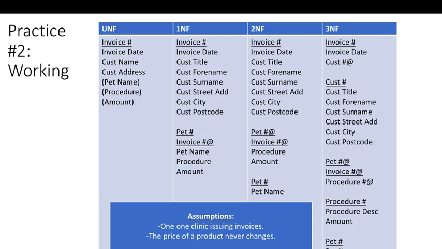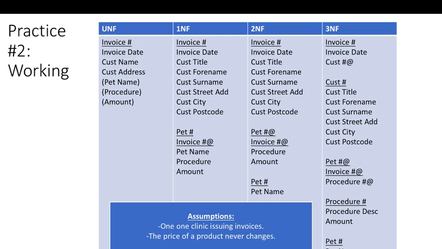So we have an invoice number, a foreign key, which is going to be linked to this. And we now have a pet number that we've created as a primary key that we can use. And we split out the pet name, the procedure, and the amount. So that's the first normal form. We've removed the repeating group.